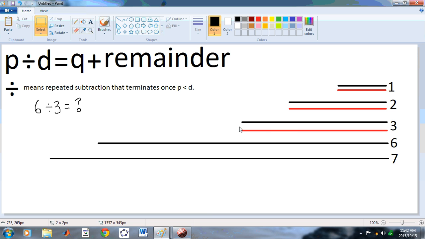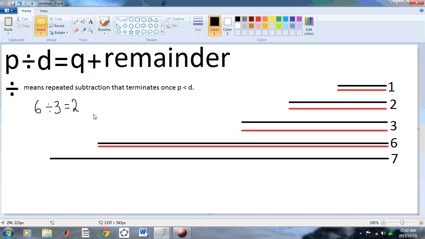It means, how can I measure the line 6 with 3. You see the 3 here? How can I measure it? So I can go 1 and 2. See what's happening here? I actually used the divisor to measure 6, and it measures 6 exactly 2 times.